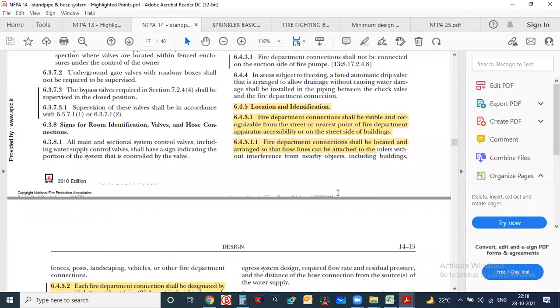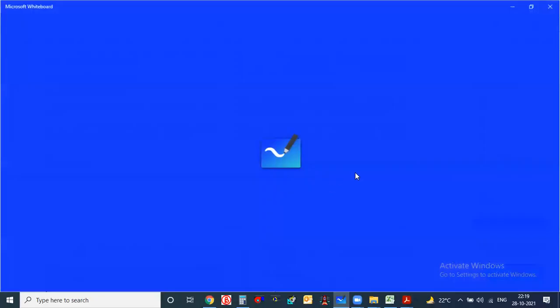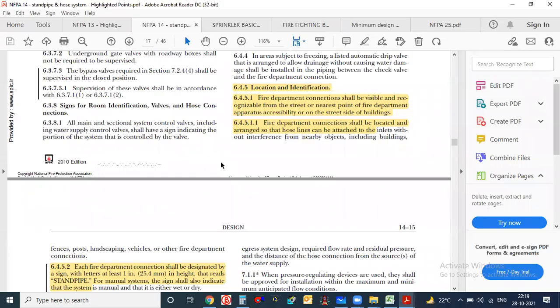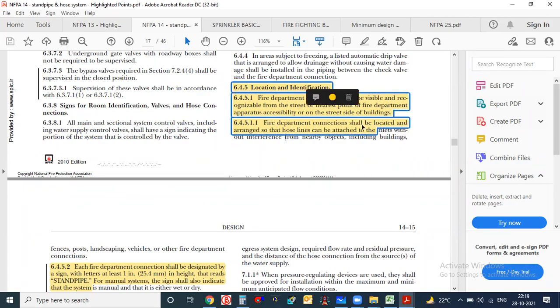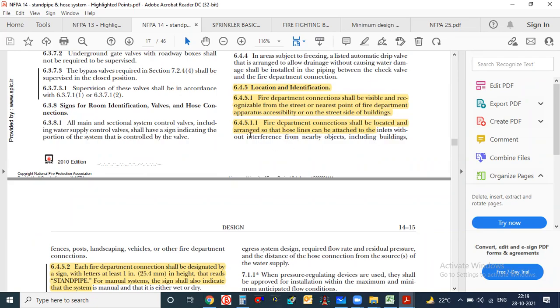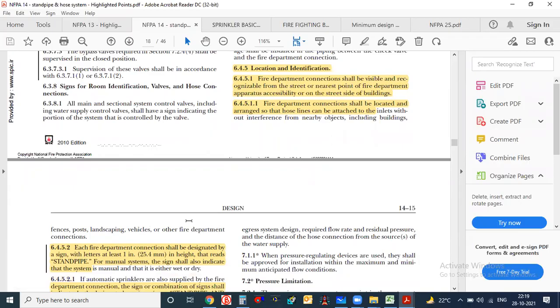Now suppose in case of any fire, the firefighting team will come and they will try to find our breeching inlet only. If we have placed our breeching inlet very securely, privately, and it is not visible, then how will the firefighting team extinguish the fire? So that's why this point is telling that your hose connection should not have interference from any nearby objects, fences, posts, landscaping, vehicles, anything.